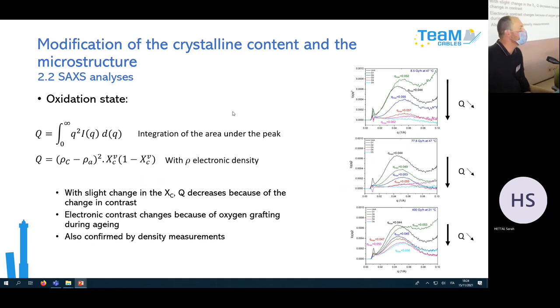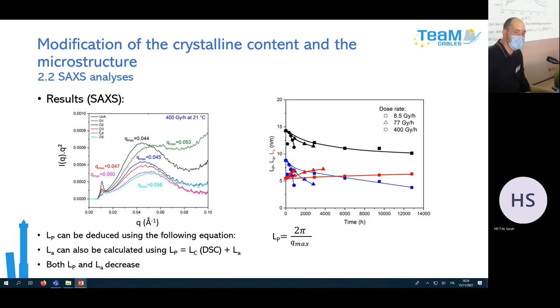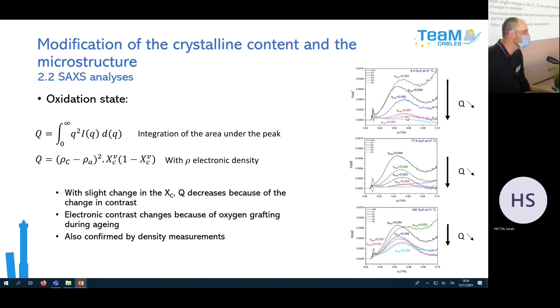The second thing that you can see with the SAXS analysis is that the intensity of the peak is decreasing as a function of the duration. The maximum slowly decreases, and in some cases it decreases up to zero, for the same exposure condition, the same experimental SAXS conditions. The intensity of this peak, or more precisely the integration of this peak, is directly related to the contrast between the crystalline phase and the amorphous phase.